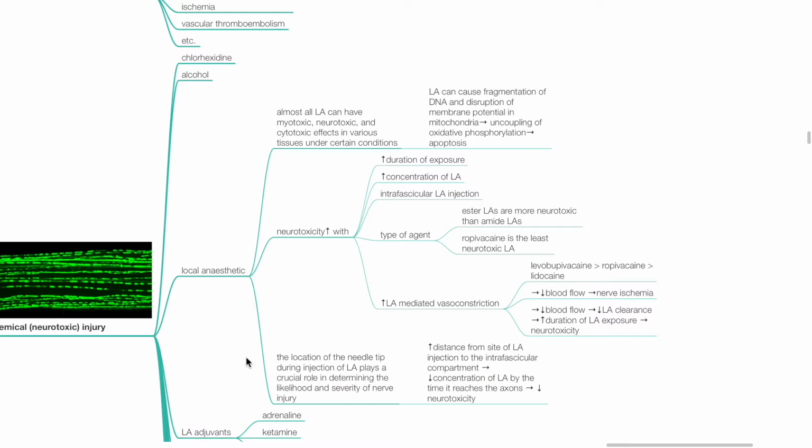Neurotoxicity by LA increases with increased duration of exposure, high concentration of LA, intravascular LA injection, and type of agent. Ester LAs are more neurotoxic than amide LAs, ropivacaine being the least neurotoxic LA, and increased LA-mediated vasoconstriction may result in reduced blood flow and nerve ischemia. In descending order of degree of vasoconstriction caused by LA, levobupivacaine has higher vasoconstrictive properties, followed by ropivacaine and lidocaine.